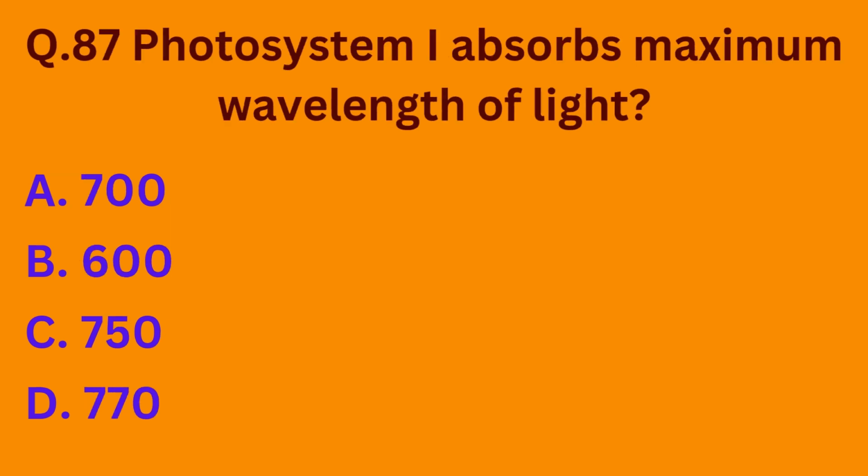Question number 87. Photosystem 1 absorbs maximum wavelength of light. Option A 700, option B 600, option C 750, and option D 770. So the correct option is option A.